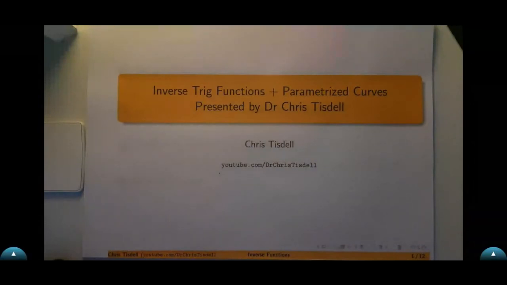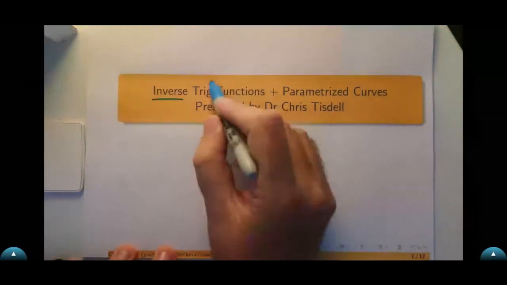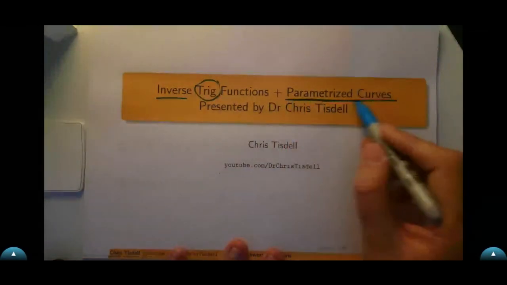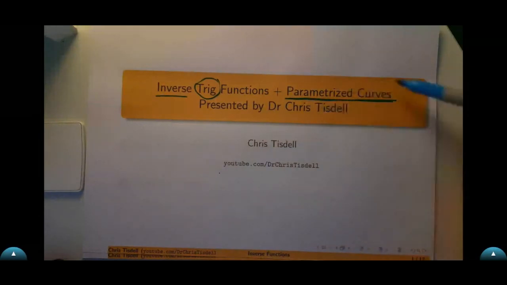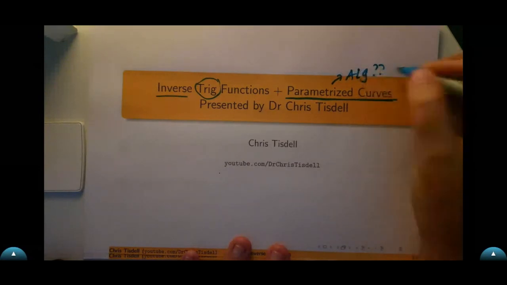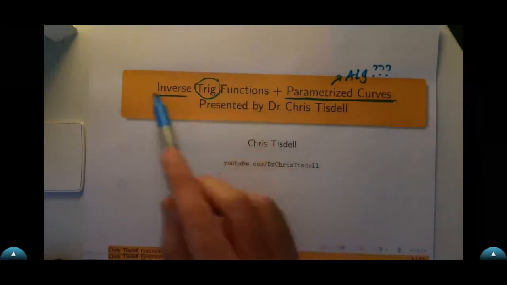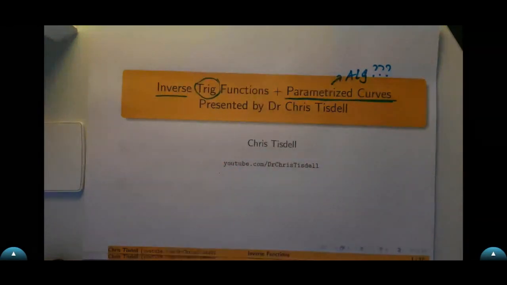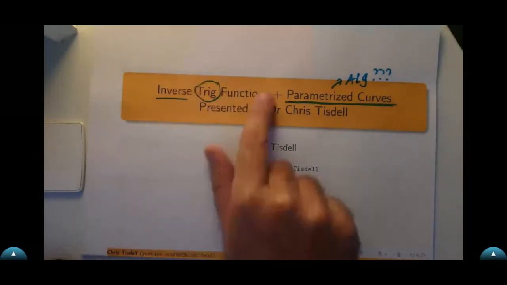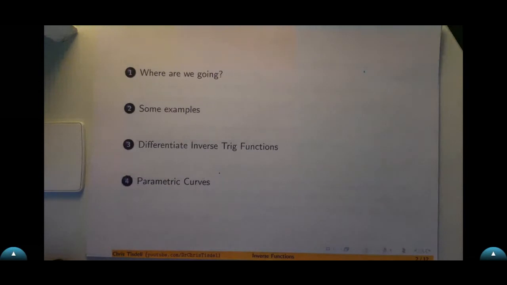In today's lecture, we're going to look at more about inverse functions, but we're going to look at the trigonometry type of functions. And the second part is about these parameterized curves. So you've already seen some of these things in algebra, believe it or not. These things might be familiar, but we're going to do some differentiation. And the most interesting or difficult part of this is the domain and the range. Okay, so we'll talk about lots of examples.